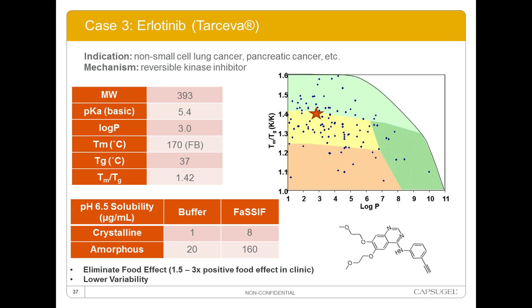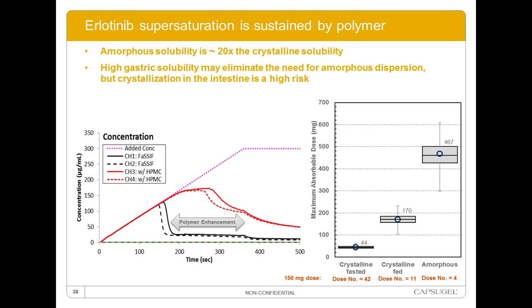So the third example I'm going to look at is erlotinib. This one is a bit different because it is much closer to an area where we would say it's a rapid crystallizer. The log P is a little bit lower than the last 2 compounds, and the Tm over Tg is a bit higher. You can see here the pKa is about 5.4, so again, it's highly soluble in the gastric environment. At pH 6.5 it has relatively low solubility, 1 microgram per mL in buffer and 8 in FaSSIF. And then the amorphous enhancement is about 20-fold.